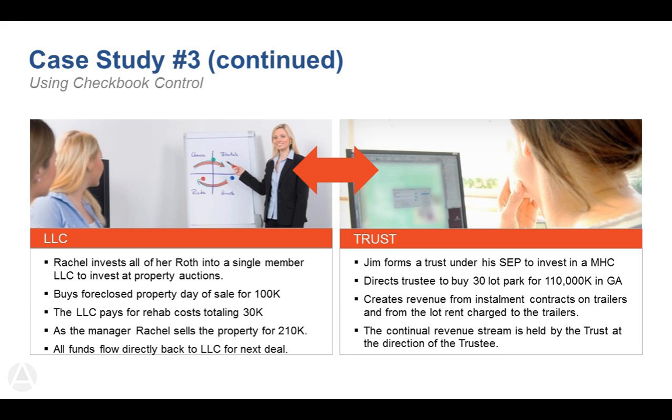The continual revenue stream is held by the trust and then is ultimately directed by the trustee working with the client directly. So either of these two forms can be utilized for a vast array of different reasons, and you don't necessarily have to use them, but in some instances, it will certainly make the administration of these types of assets easier if you are willing to work within the constructs of the two types of either an LLC or a trust, and you fully understand all of the responsibilities that go along with that. So a good illustration of how to utilize checkbook control with investing in real estate as well.